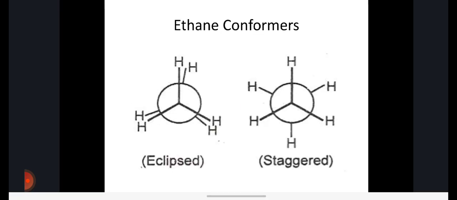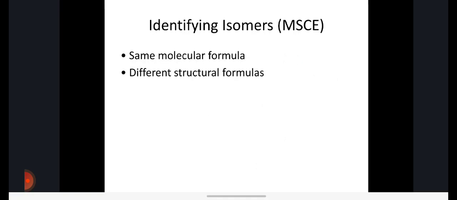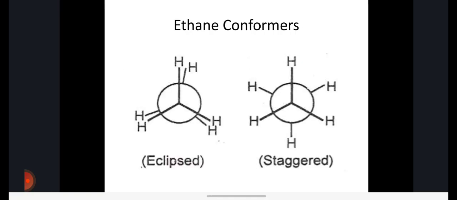For example, as you can see in these structures, in the eclipse structure, the hydrogen atoms are very close to each other, whereas in the staggered structure, the hydrogen atoms are far from each other. So that's the difference between eclipse and staggered conformations, and these are ethane conformers.